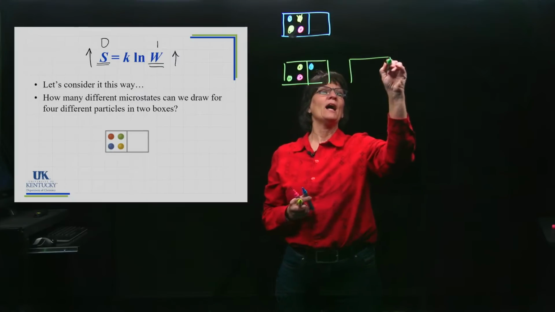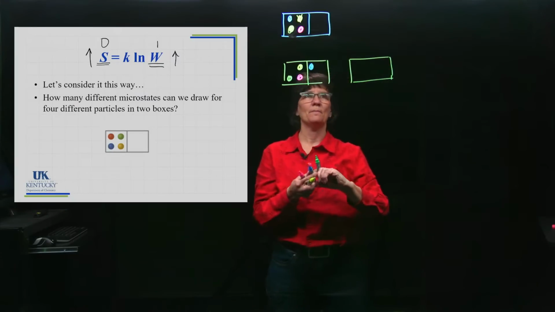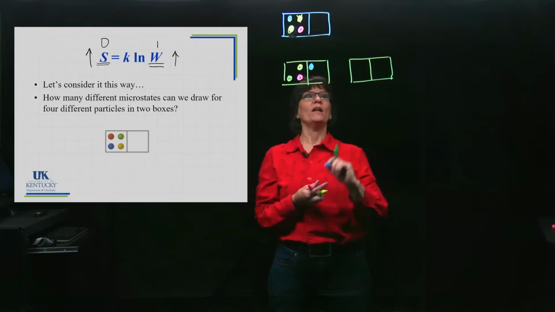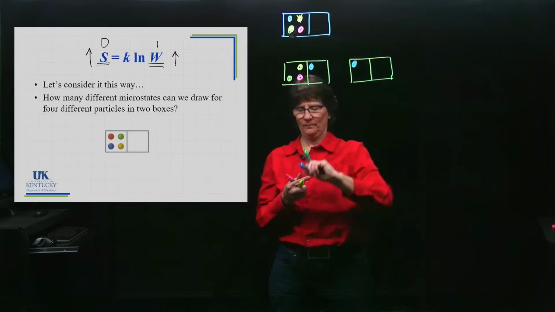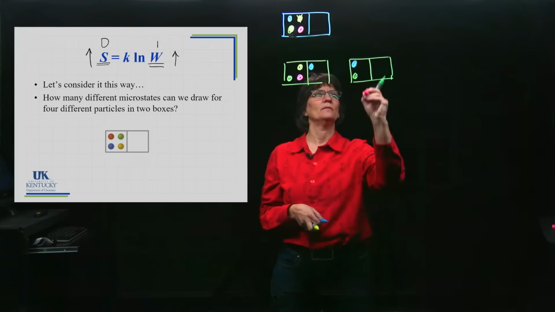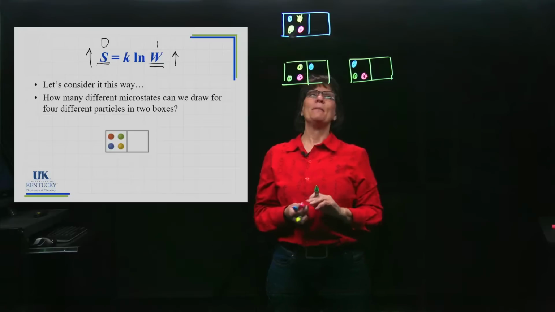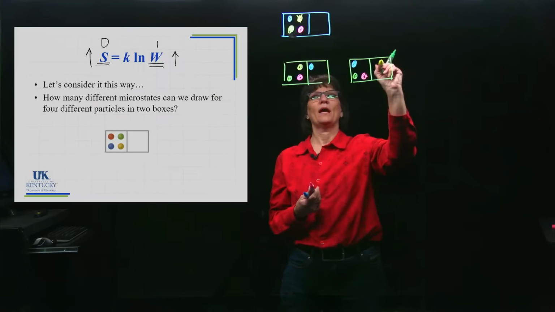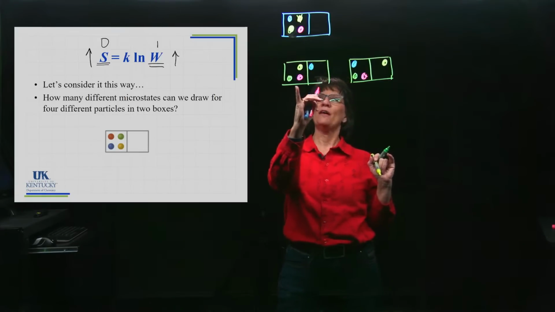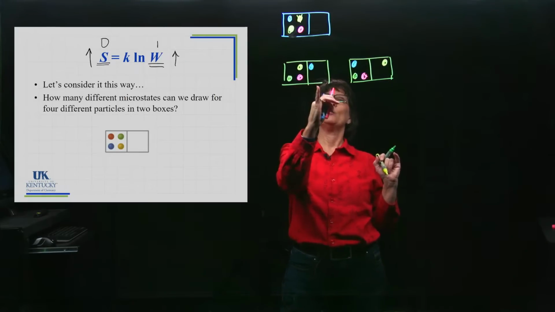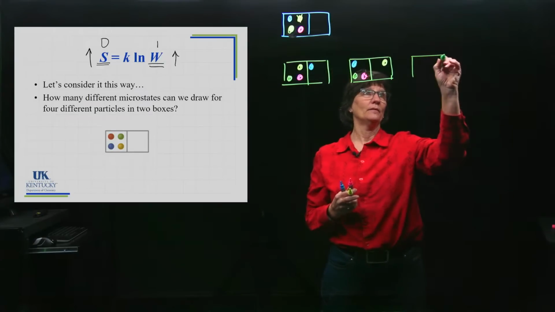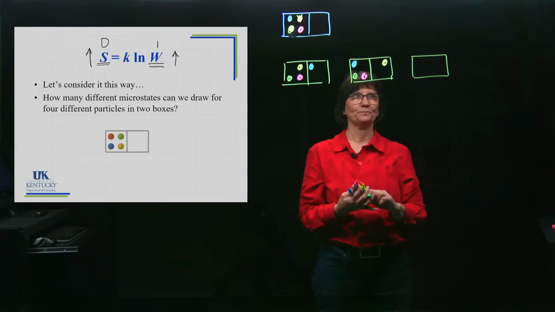Well, can I come up with a way that is equivalent but different? Well, what if I leave the blue one here, and the green one here, and the pink one here, but I move the yellow one over? Okay, so I'll move the yellow one over. These would be equivalent. They both have 3 on the left and 1 in the right. They're equivalent, but they're different. Okay, so let's draw another one.